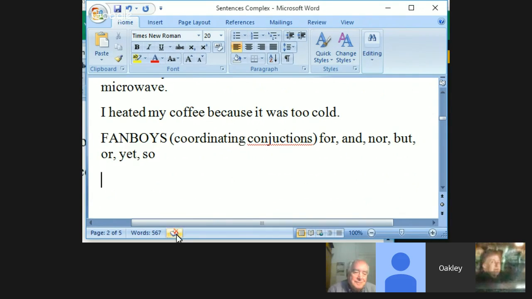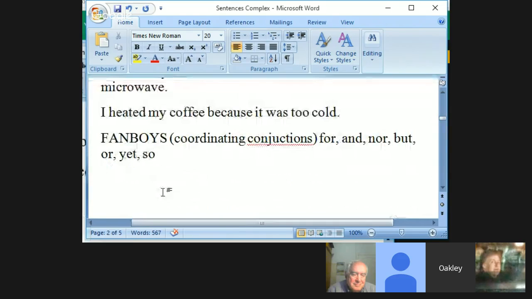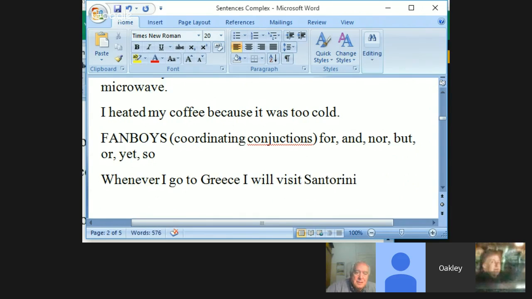Ken, you want to give it a try? Just a simple complex sentence, one independent clause and one dependent clause. Whenever I go to Greece, I will visit Santorini. Wait a minute. Okay, hang on. Comma, Greece, comma. Sorry.